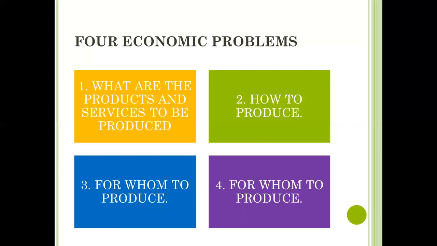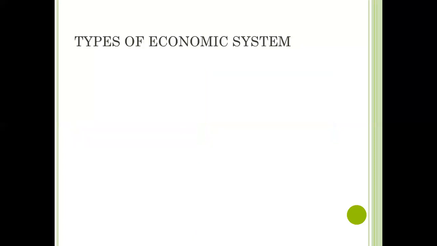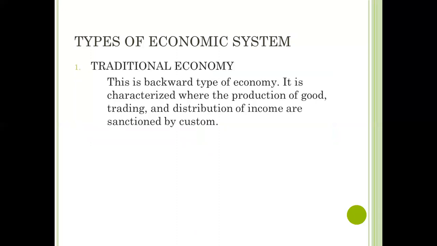So the manner in which these economic problems will be solved depends greatly on the type of economic system it adopts. Since I have mentioned the type of economic system that will be adopted for these economic problems, I will discuss the types of economic system. We have four types of economic system. Let's go to our first type of economic system, which is the traditional economy.